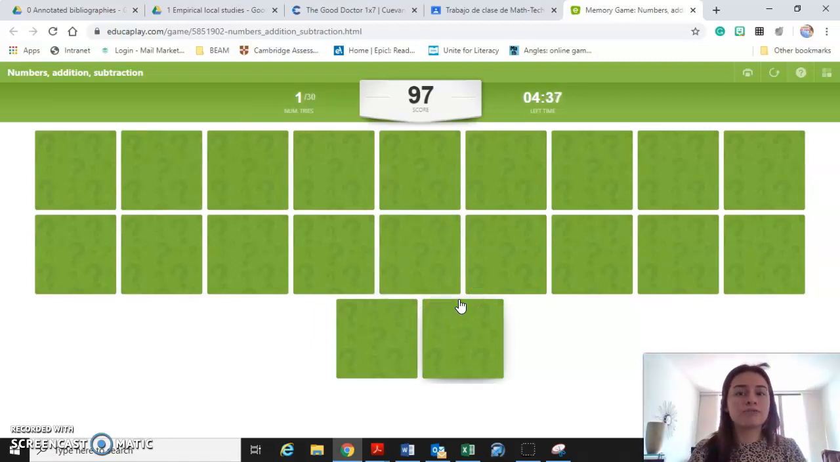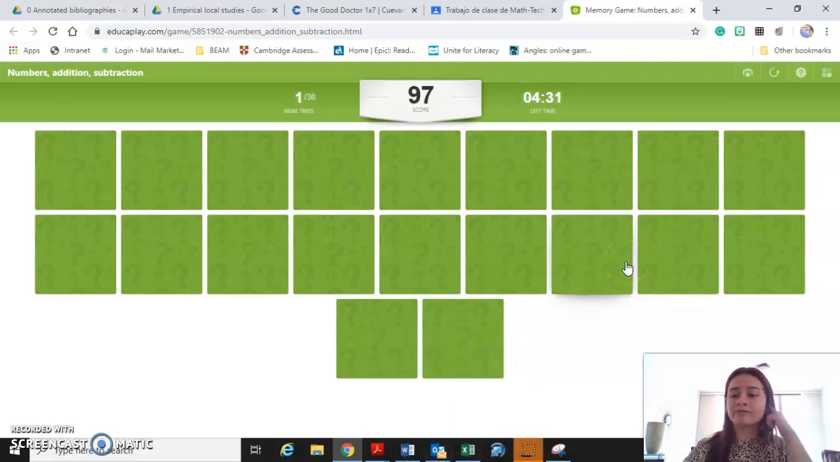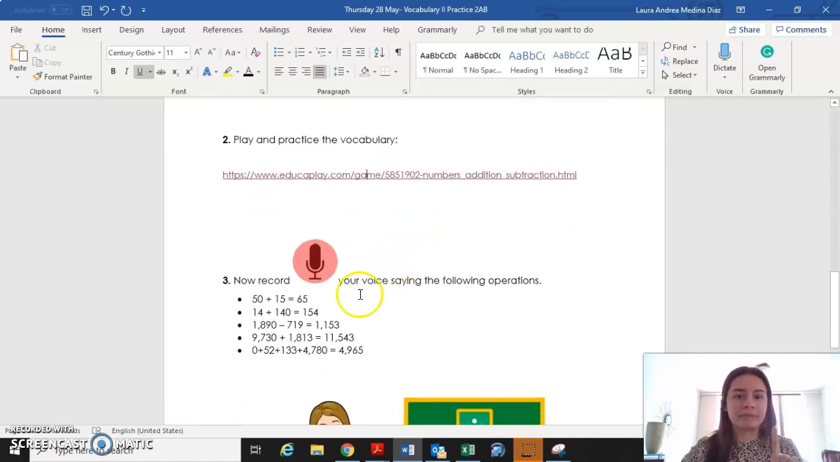In total, you need to find 10 pairs, okay? Some of them have images and some of them have listening. The listening is because the vocabulary quiz, which we are going to do next week, is very similar to that. So we're going to make a dictation of numbers, but not dictation of numbers, dictation of operations.